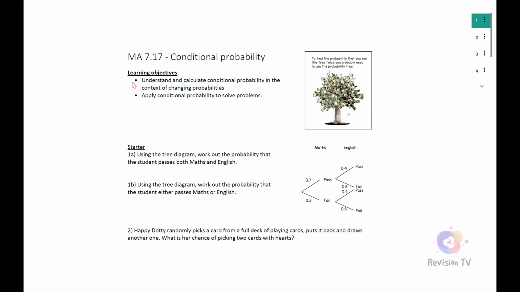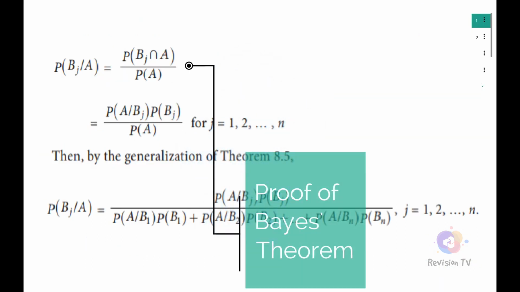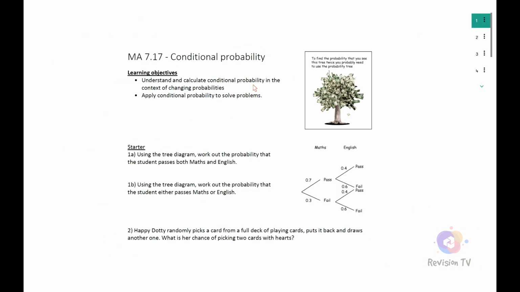Anyway, learning objectives. We're going to understand and calculate conditional probability in the context of changing probabilities. We're not looking into too much detail about the actual wording of conditional probability, because this topic has a lot more depth, even stretching into A level, university, and beyond. So we're learning about changing probabilities and applying conditional probability to solve problems.